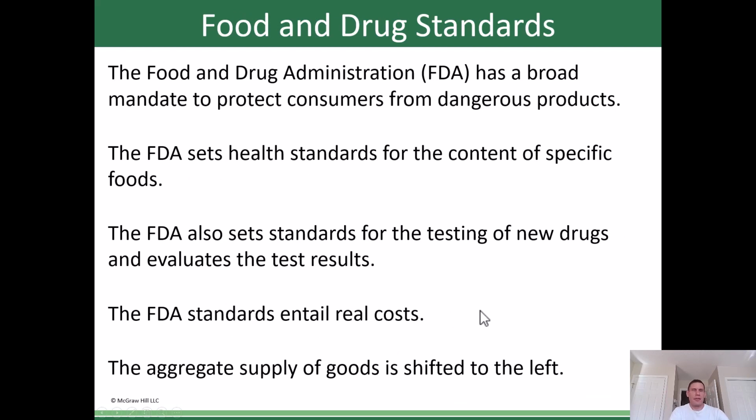Food and drug standards. The Food and Drug Administration, I'm sure you've all heard of the FDA, has a broad mandate to protect consumers from dangerous products. The FDA sets health standards for the content of specific foods. The FDA also sets standards for the testing of new drugs and evaluates the results. The FDA standards also entail real costs, and the aggregate supply of goods is shifted to the left again, because if they're legislating and saying no, you can't produce this, this is dangerous, then of course that's going to lower the supply, which is going to push that aggregate supply curve to the left.